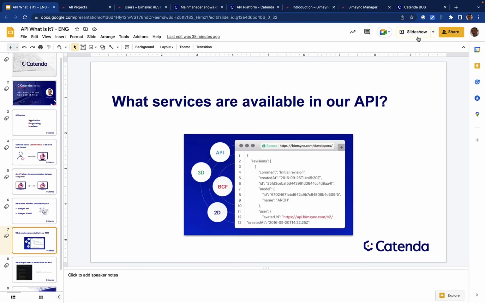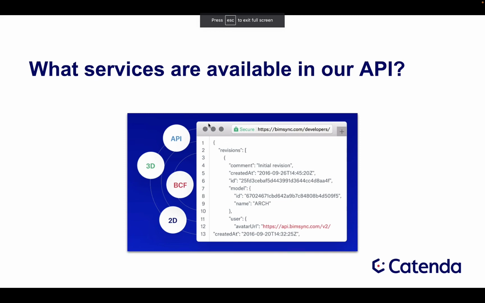Back to my presentation. Services available in our API, I think we covered that. And of course, when you have an API agreement with us, either by your contract or a specific contract, like with Boost, you can pick what module you want to use. You can combine them all, which means you can have a combination between the API, the 3D and the 2D. You can do whatever you like to build your tool.